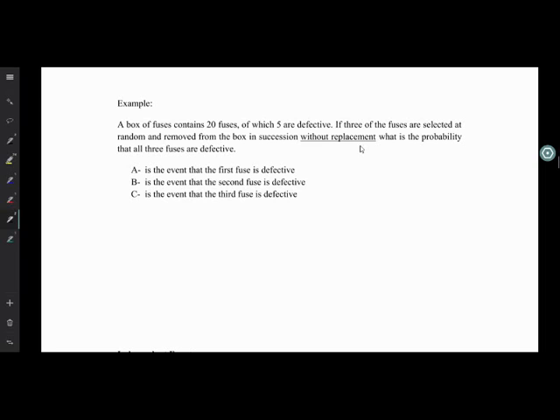So we'll say event A is the event that the first fuse is a defect, B the second is a defect, C the third is a defect. What is the probability that all 3 fuses are defective? So we are going to look at A intersection B intersection C. That means the first is a defect and the second is a defect and the third is a defect.